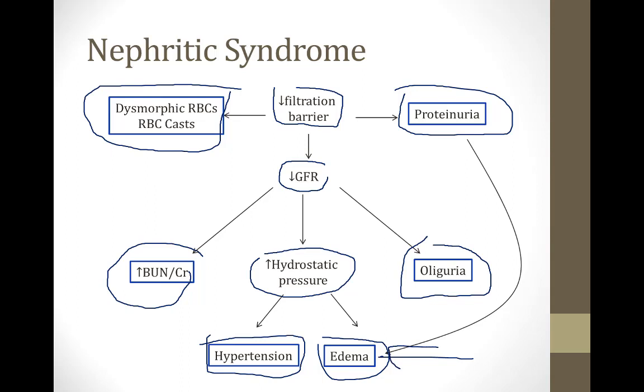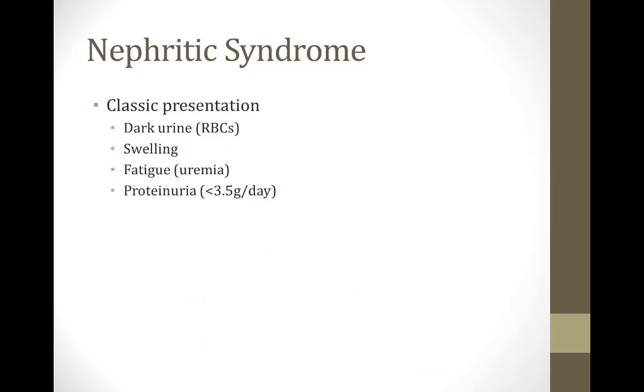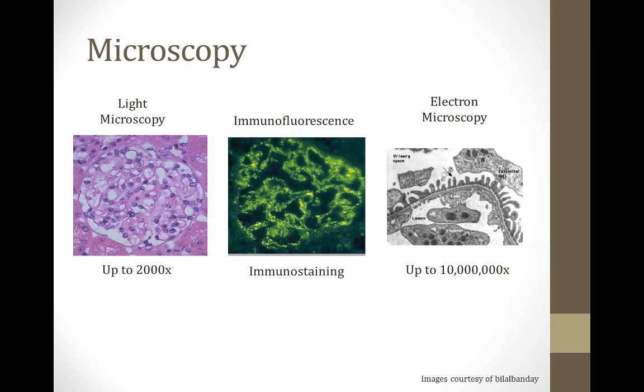Just like with nephrotic syndrome, make sure you understand this map because you're commonly tested on the mechanisms by which the symptoms develop in nephritic syndrome. So the classic presentation of a patient with nephritic syndrome is for a patient to complain of dark urine from all those red cells. They'll complain of swelling and edema. They will often have fatigue as a symptom of the uremia, and then they'll have proteinuria, but it's less than 3.5 grams per day.